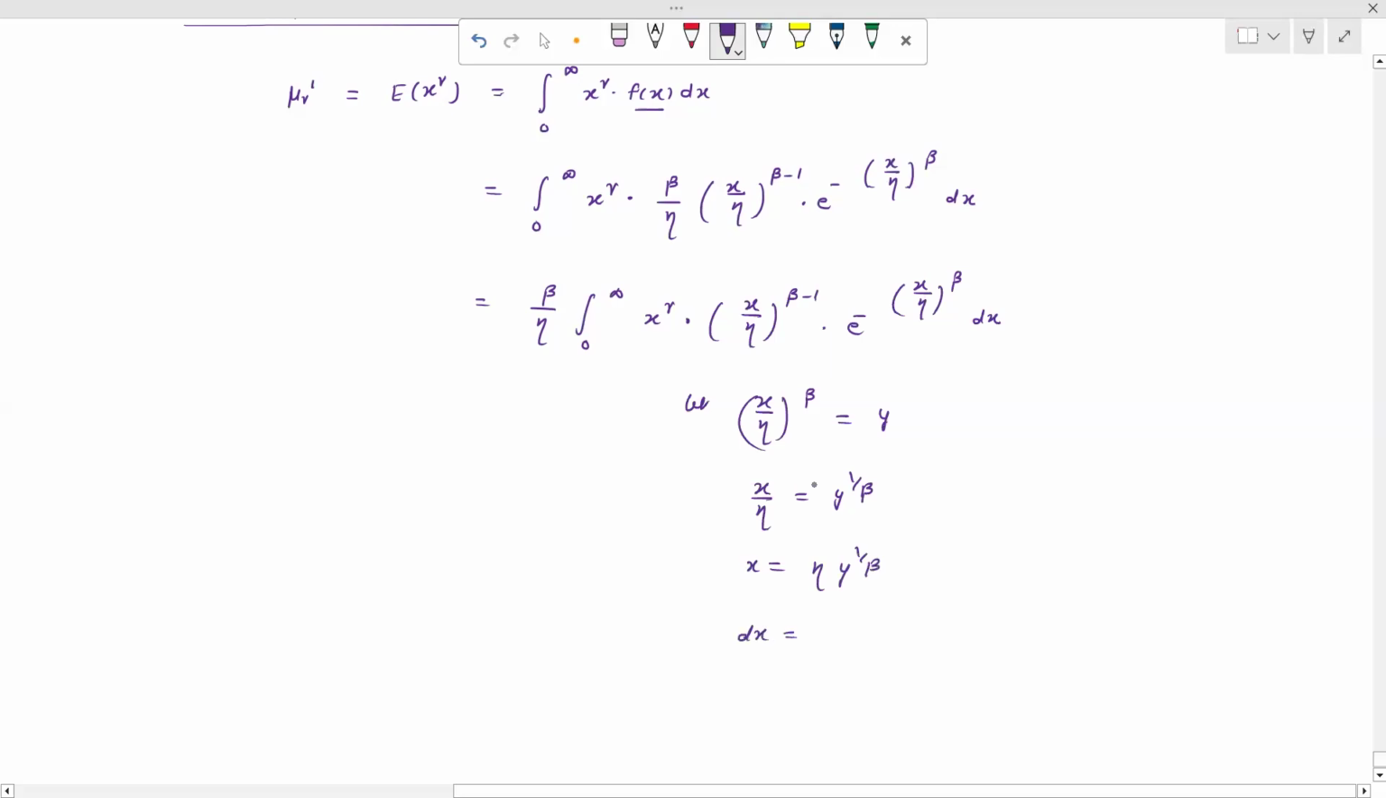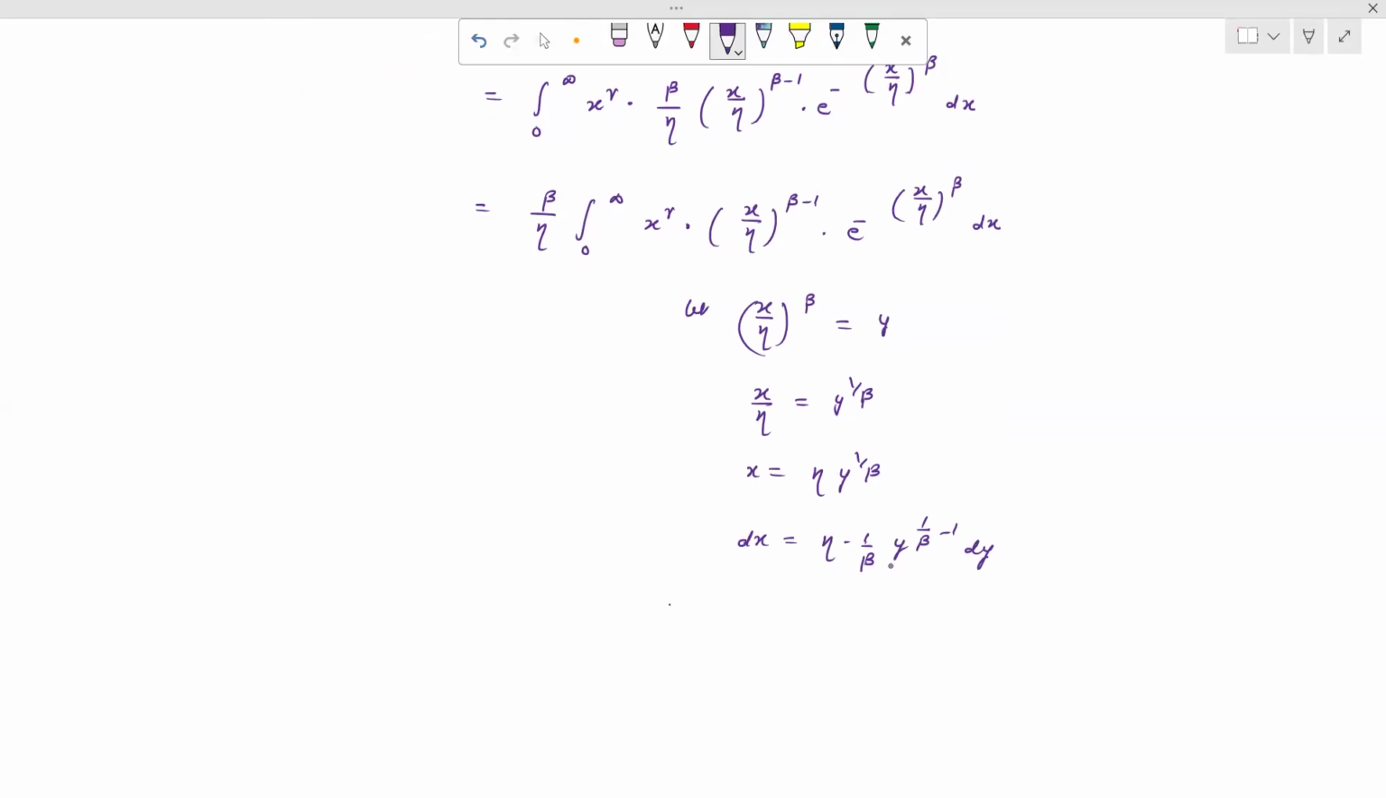So what is the value of dx? When we differentiate this, it gives us eta into 1 upon beta y raised to the power 1 upon beta minus 1 into dy. Now for the limits, for the lower limit, x is 0. When x is equal to 0, (0 upon eta) raised to the power beta gives y equal to 0.